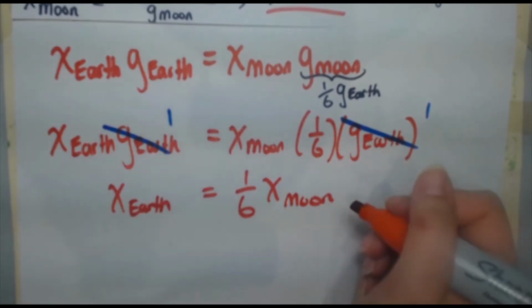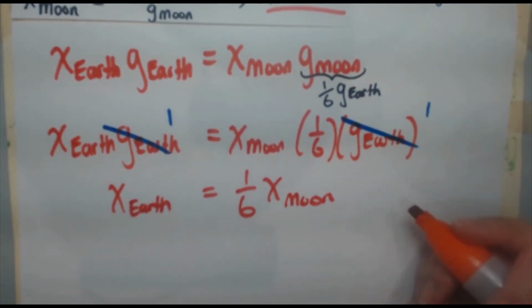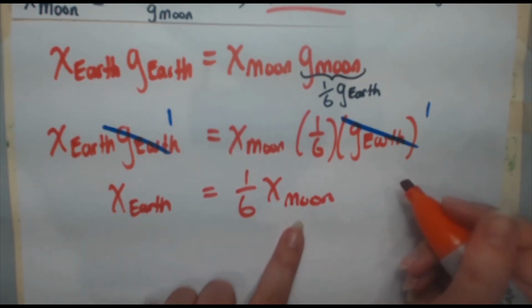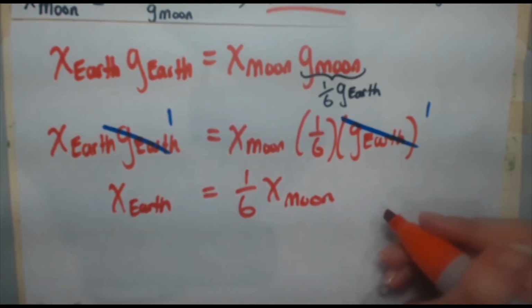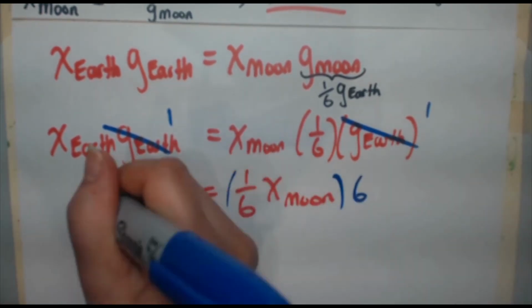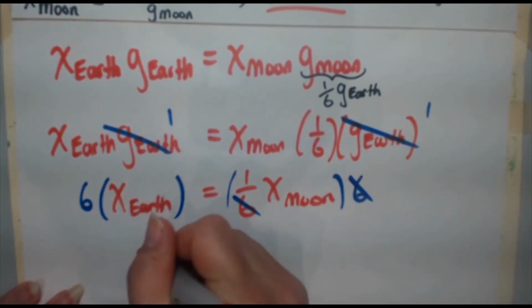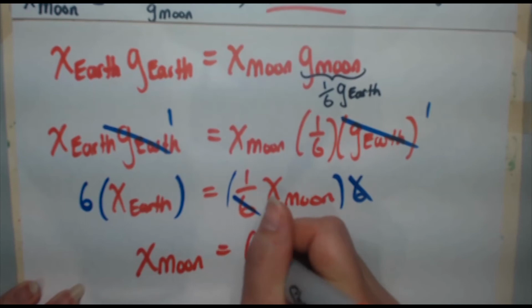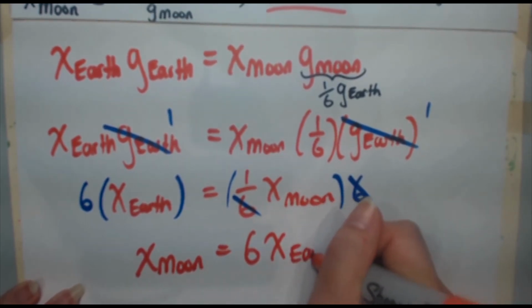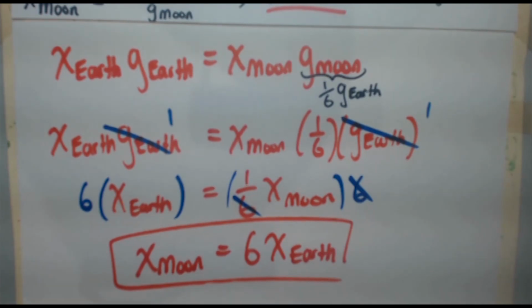We're not quite done yet because the question says determine how much farther a person can jump on the moon. So we actually have to isolate for x moon. And when you do that, you need to multiply both sides by 6 to cancel out the 1/6 there. And when you do that, you're going to get x moon is equal to 6 x Earth. In other words, with the same takeoff speed and the same takeoff angle, on the moon you can jump 6 times as far. So that's it for this video, guys.